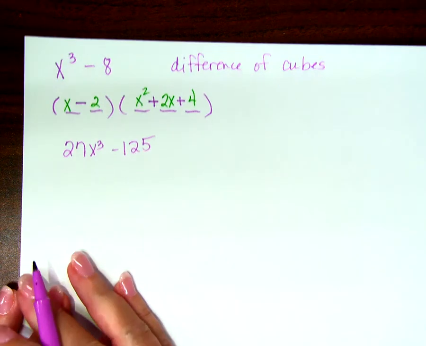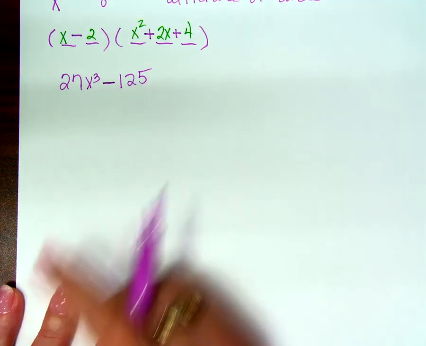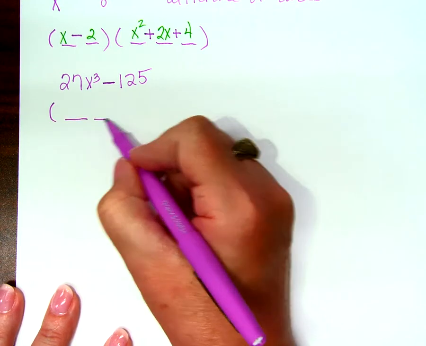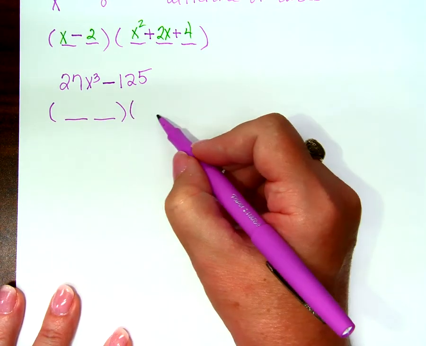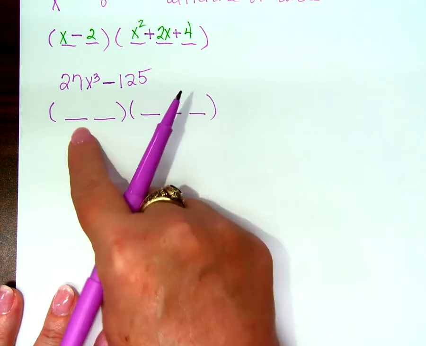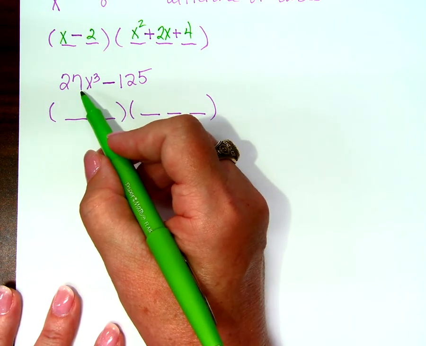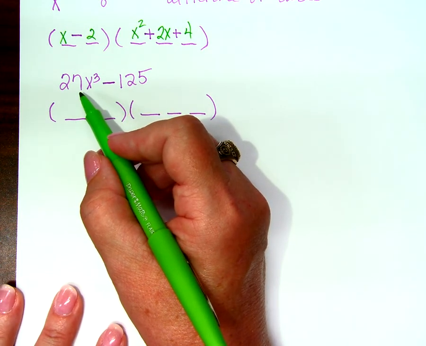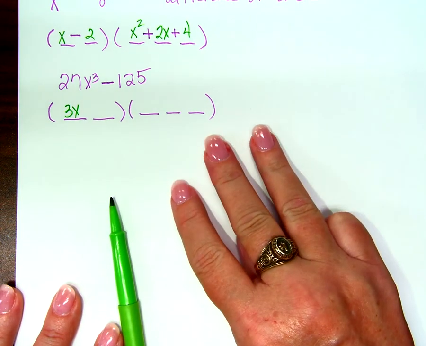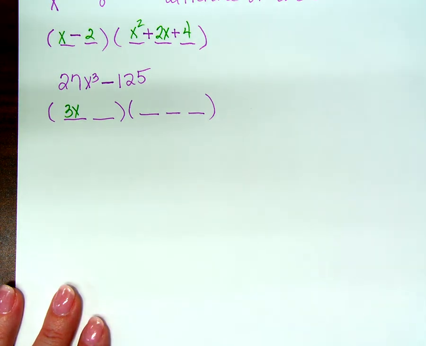What about this one? What do you recognize it as? What's it called? Difference of cubes. If it's a difference of cubes, I get a binomial and a trinomial. What goes in the first term of the binomial? The cube root of the first term, which is 3x. What times itself equals 27? 3. Right? 3 times 3 is 9, times 3 is 27. Does everybody understand that?